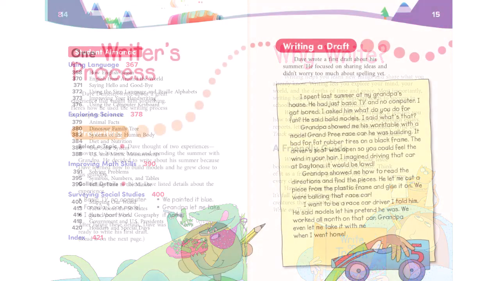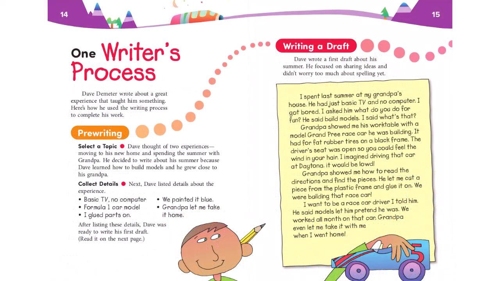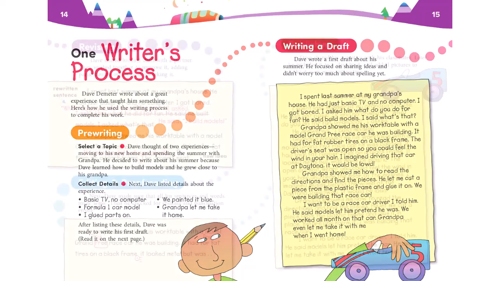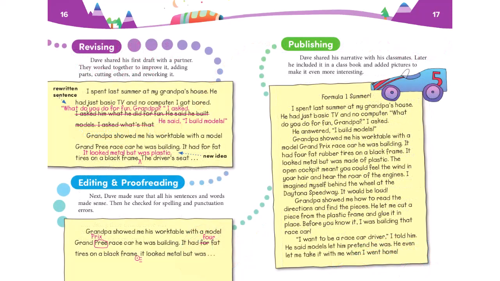Let's take a look at the process section with one writer's process. This chapter follows a student writer through the process of creating an essay. We see the student selecting a topic and gathering details, writing a first draft, revising the draft, editing and proofreading, and finally publishing a finished essay.